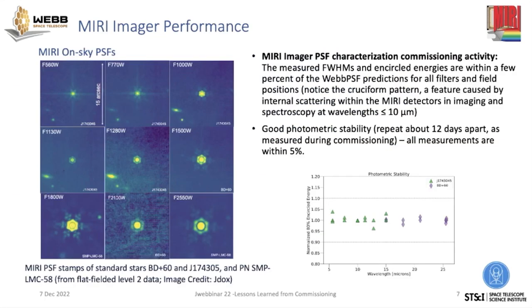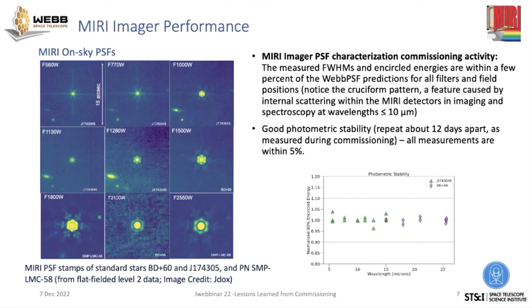Next up, we're going to talk about the imager performance from what we observed during commissioning. We had a PSF characterization commissioning activity, and here we observed a sample of standard stars. We have BD60, J17430, and a PN. We created these MIRI PSF stamps, presented here in the images. They're flat-fielded level 2 data.